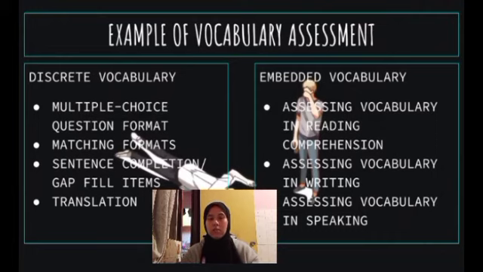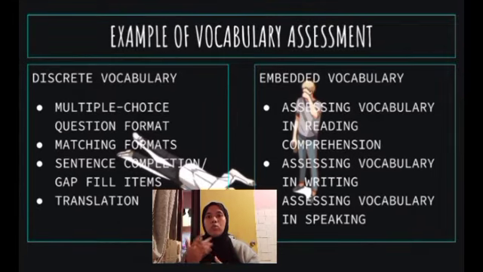Second is the matching format. For instance, the question will provide pictures and words, and you have to match them. Third is fill in the blank. They will give a sentence without a word, and you have to choose the correct word to complete the sentence. The last one is translation. You have to translate the words into your mother tongue.